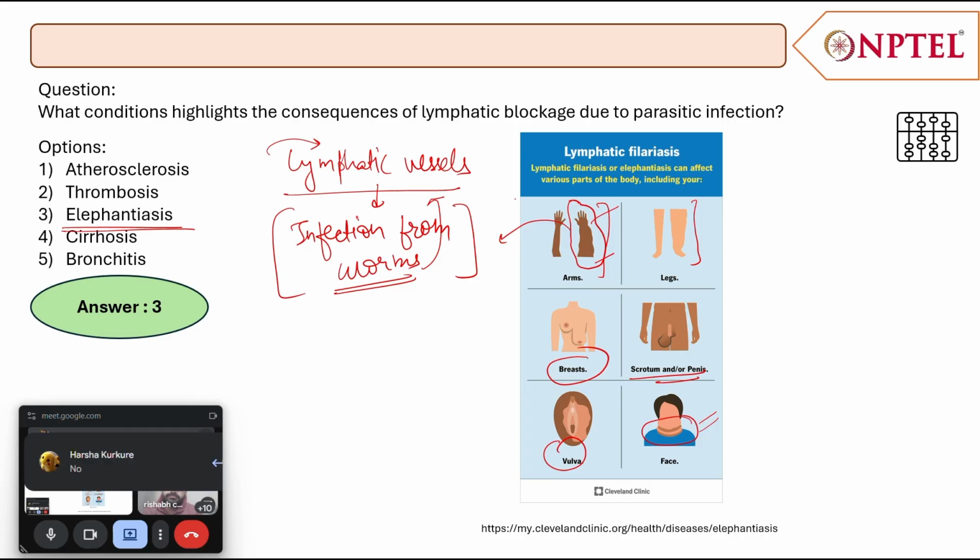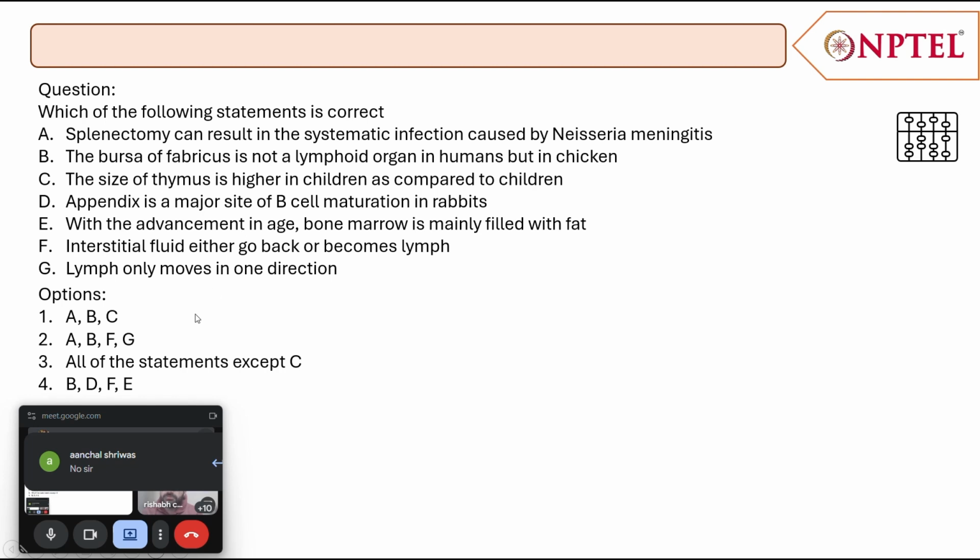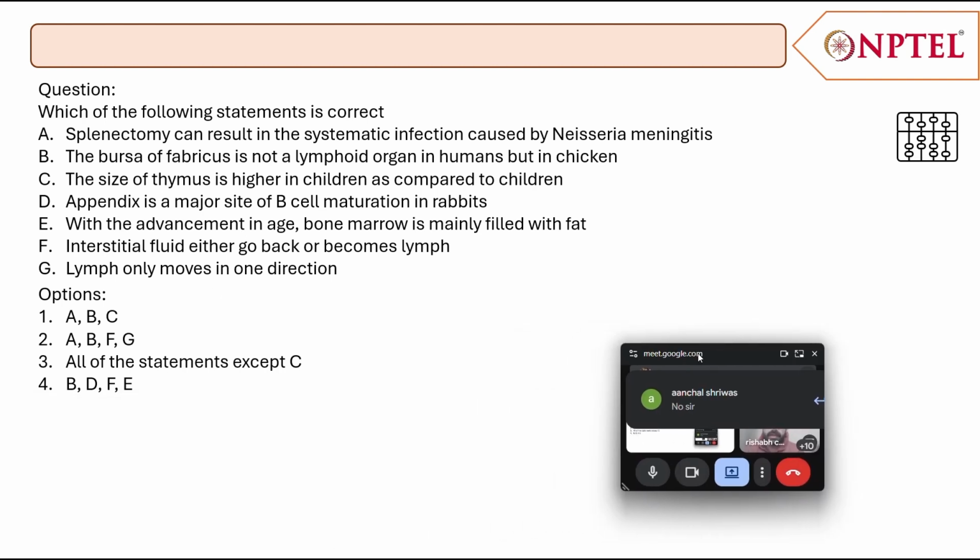Okay, so let's move on to the next question. Which of the following statements is correct? So what can be the correct answer?